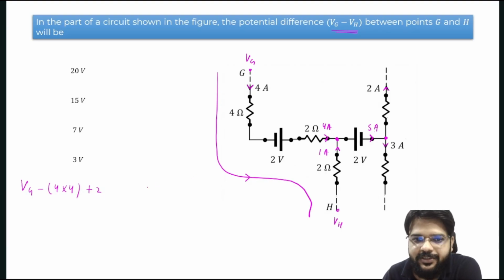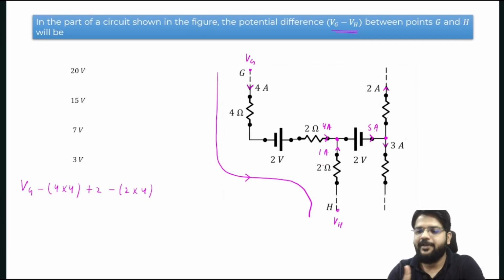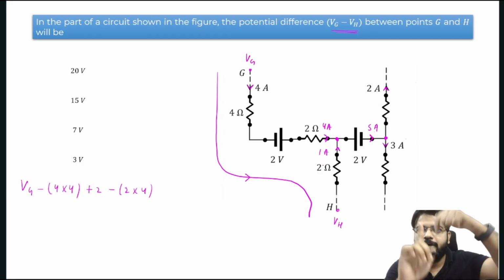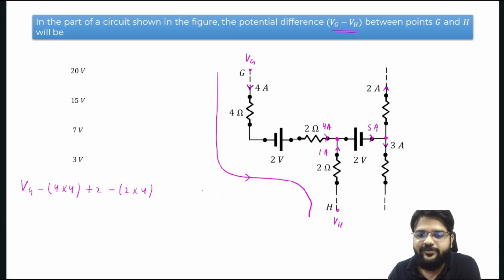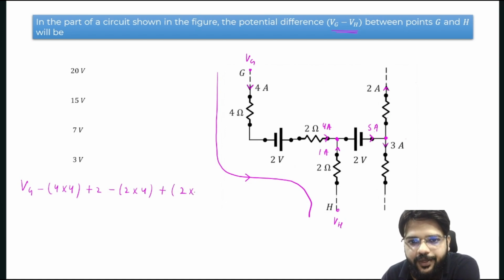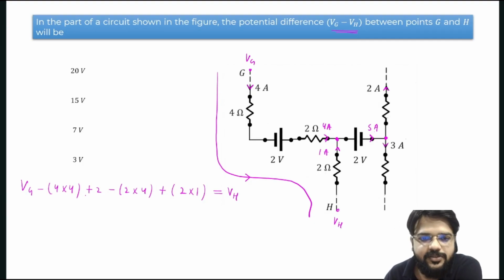Then here we have one resistor. Minus 2 into 4. Then further we will move. Then we have a 2 ohm resistor. Current is going in upward direction. We are moving in downward direction. Both are opposite. That's why we will put a positive sign here. Plus 2 into 1. And now we are at this H point. So it is equal to Vh. Correct? Now simplify this. And what we want is Vg minus Vh.